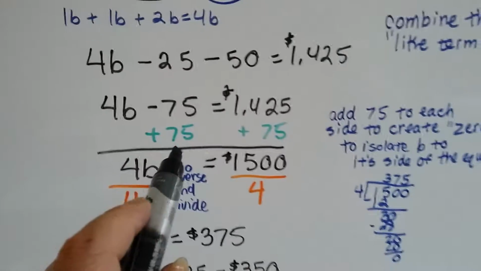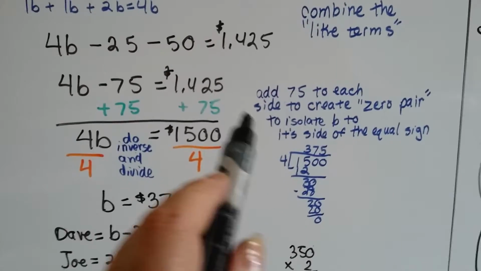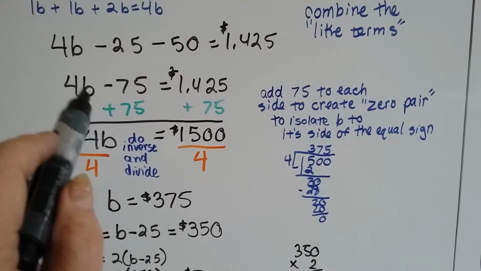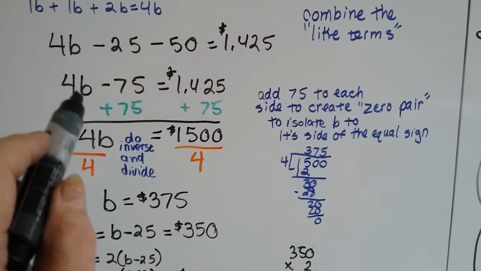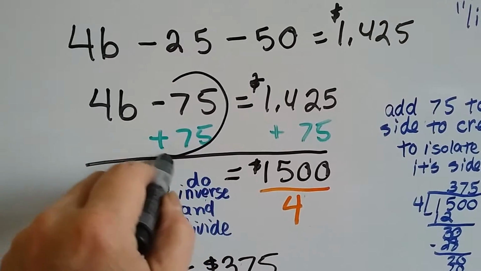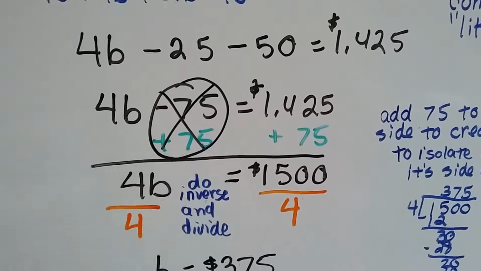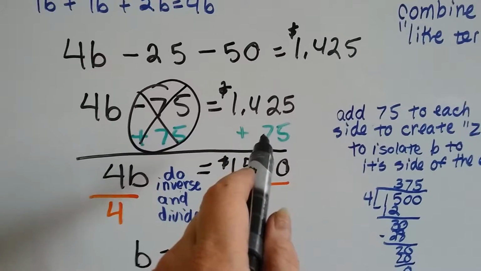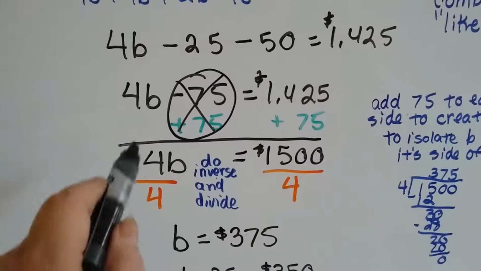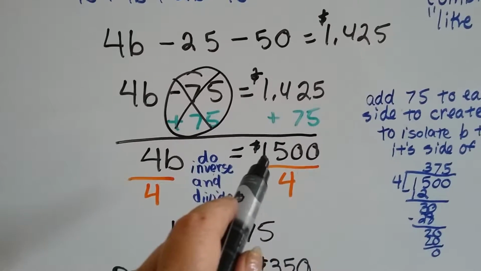So now we know that we need to add 75 to each side to create 0 pairs, so a 0 pair right here, so that we can isolate this b next to the 4 to one side of the equal sign. This is our first step to do that, all right? So we're going to add 75. That's going to become a 0 pair, and it's gone. We discard it. We add 75 to this side to keep our balance, and we end up with 1,500. Now this drops down, and we got 4b and 1,500.